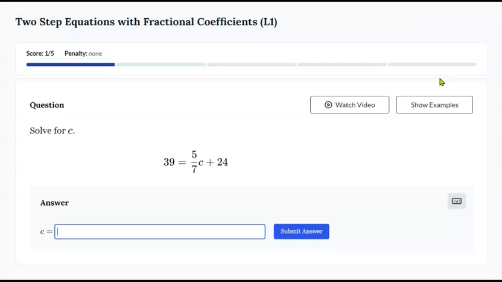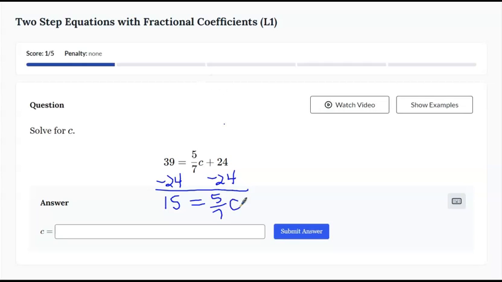Let's try this again. The constant is here. The opposite of plus 24 is minus 24. And we're going to get 15 is equal to 5/7 C. Instead of dividing by 5/7, I'm going to multiply by the reciprocal. You can certainly pick up that calculator and you could multiply 7/5 times 15. If you wanted to do it mentally, you could also do 15 divided by 5 first. 15 divided by 5 is 3, and then do 7 times 3 to get 21.